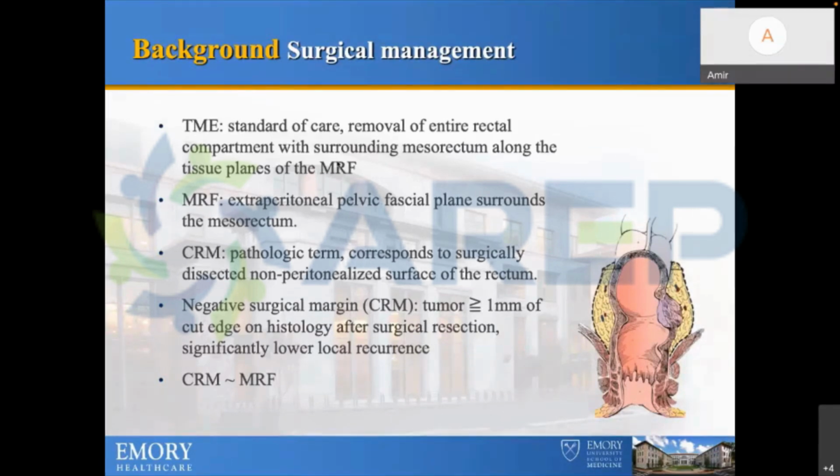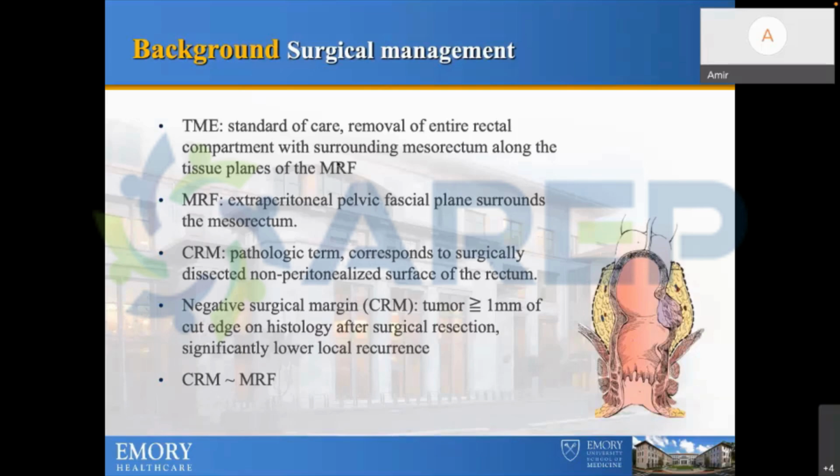And usually the surgeon wants to use the MRF, or mesorectal fascia, as the circumferential resection margin, which is what CRM stands for. They want to approximate that line of dissection to the mesorectal fascia. So you'll hear CRM used interchangeably on pathological reports. And why is it important? Because based on the pathology report, you're going to hear if the surgical margin was positive or negative.